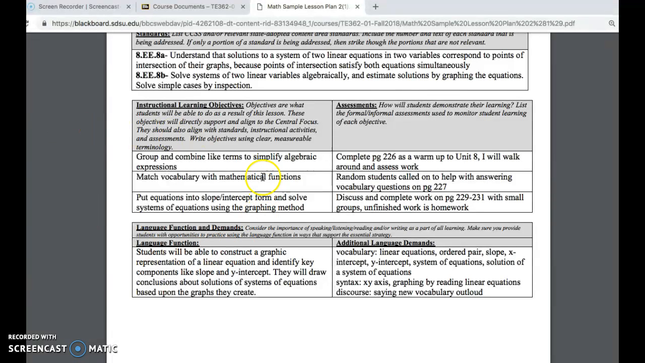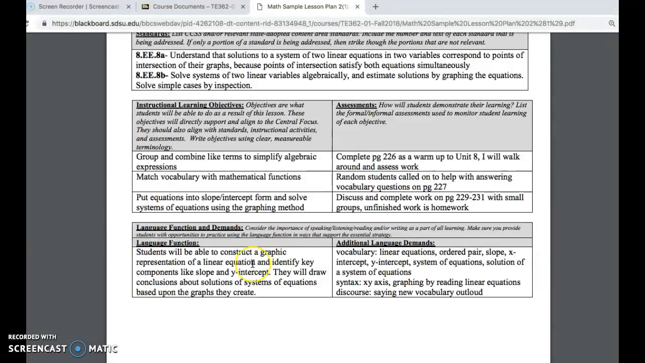And then this is how she's going to check for students' understanding, or how she's going to support their learning. I feel like she could have elaborated a little bit more, but: group and combine like terms to simplify algebraic expressions, match vocabulary with mathematical functions, and put equations in slope-intercept form. She assesses this all by having them work in the workbook, answering questions, and walking around.